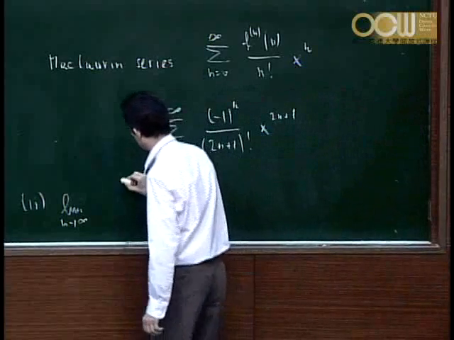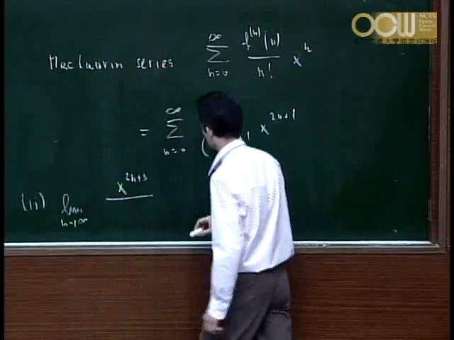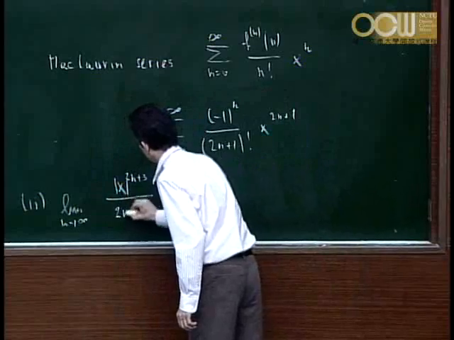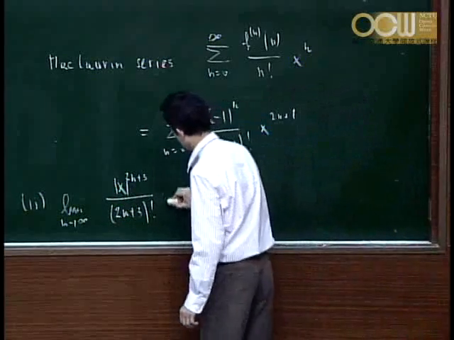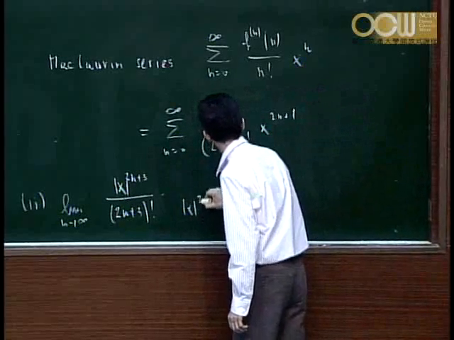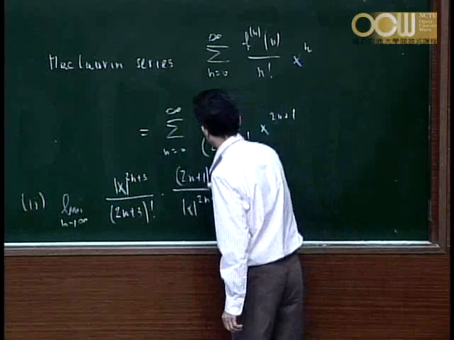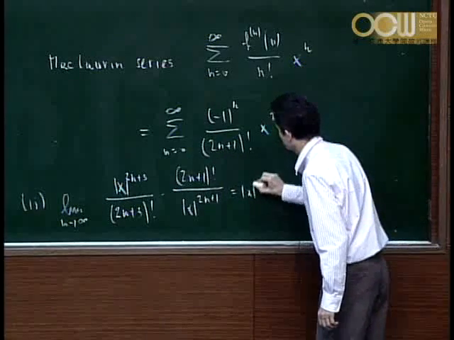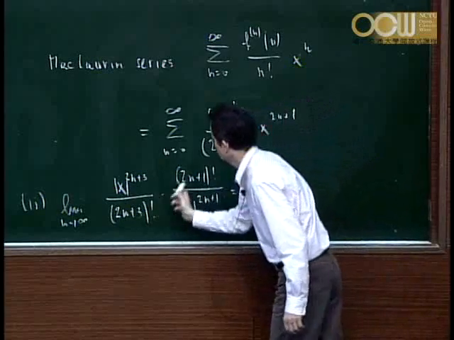So what you have is absolute value of x to the 2n plus 3 over 2n plus 3 factorial, divided by an, but an is absolute value of x to the 2n plus 1 over 2n plus 1 factorial. So you can take out the absolute value of x squared, and you have the limit as n tends to infinity. And you see here, most of the terms cancel out.